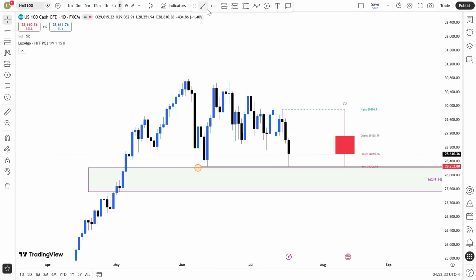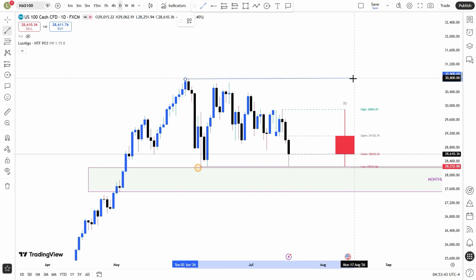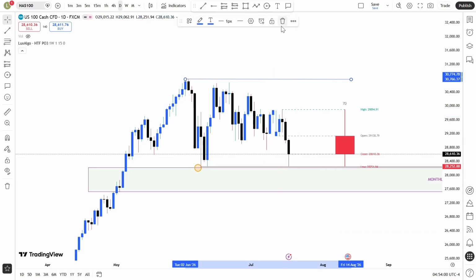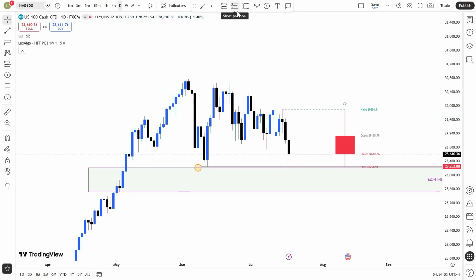Another reason why I'm looking for buys is that we have a lot of liquidity resting up here. It's all-time high liquidity, and we have this trend line liquidity resting up here. Those are the things I'm looking at to target. So most likely this week, I'll be looking for something from this zone and then taking out these liquidity points here.